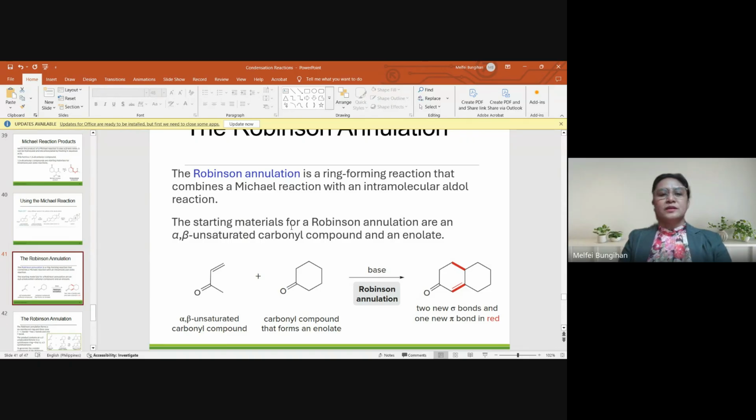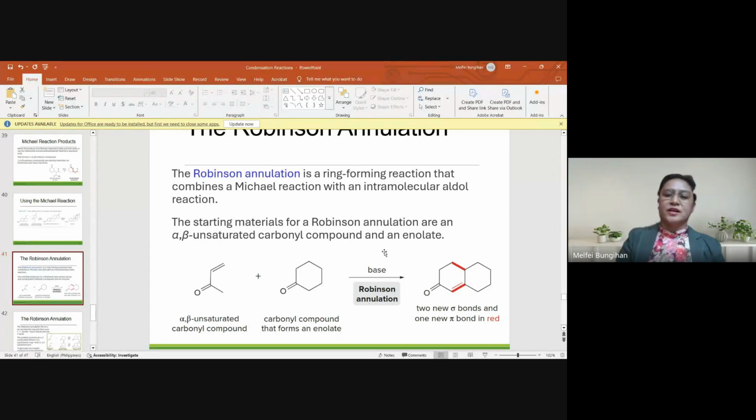Robinson's annulation is actually also a ring-forming reaction. Okay, it combines the Michael reaction and the intramolecular aldol reaction. So Michael plus aldol, and then you combine them, and that is what we call the Robinson annulation.